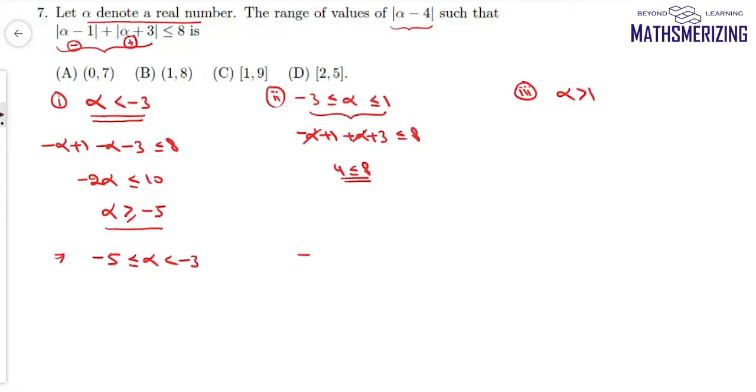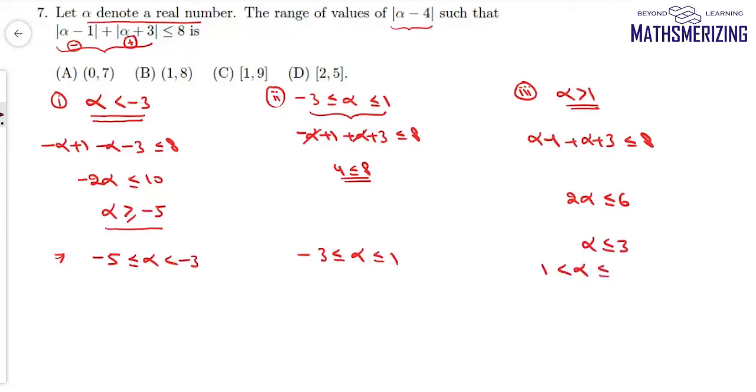So from the second part, the condition I'll get is the value of alpha should lie between minus 3 and 1. Now for this third part, both the modulus terms will be positive. So we'll get alpha minus 1 plus alpha plus 3 is less than or equal to 8, which is 2 alpha is less than or equal to 6. That is, alpha is less than or equal to 3. So from here, I'll get the condition that alpha should be greater than 1 but less than or equal to 3.